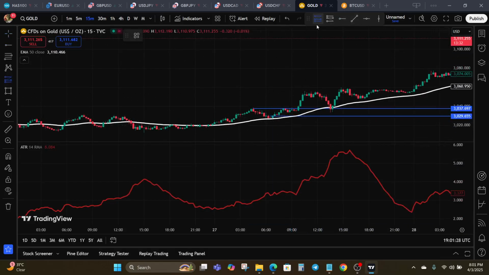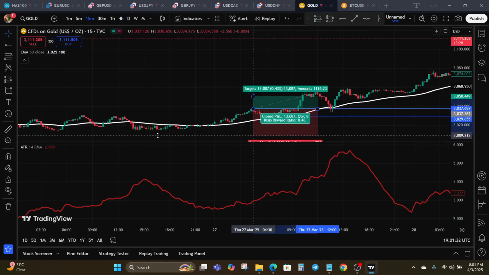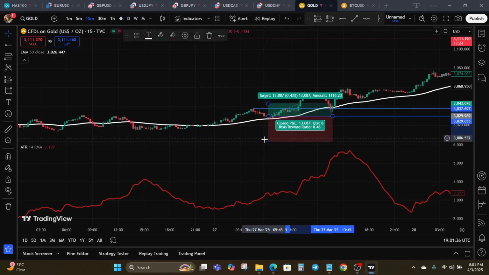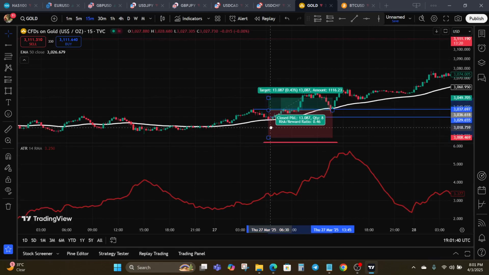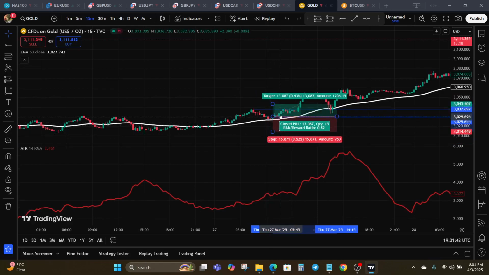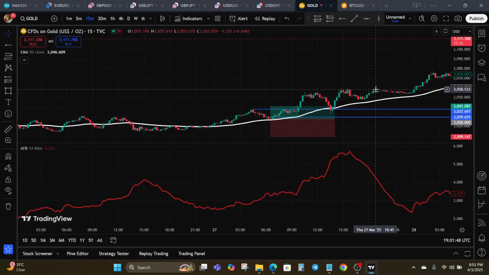Because if you enter around here, your risk will be higher compared to if you enter around here. Can you see that? You can see that your risk will be lower if you enter around here. So after the pullback, you look for a bullish candlestick pattern and enter.